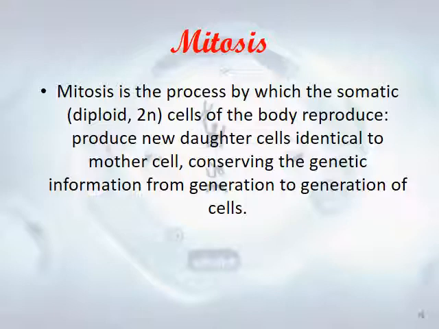So what is mitosis? Mitosis is the process by which the somatic cells, the diploid cells of the body, reproduce. They produce new daughter cells. These daughter cells are identical, very similar to the mother cell, and they conserve the genetic information from one generation to another. So mitosis is the process by which somatic cells, diploid cells, undergo division to produce new daughter cells, identical to the mother cell and having the same genetic information.